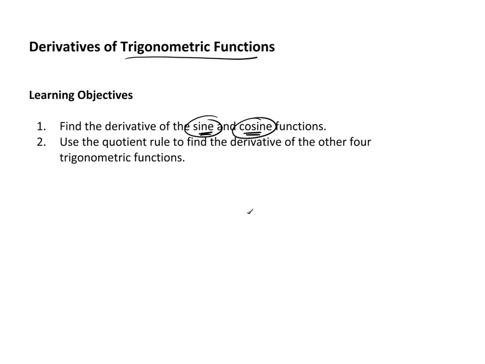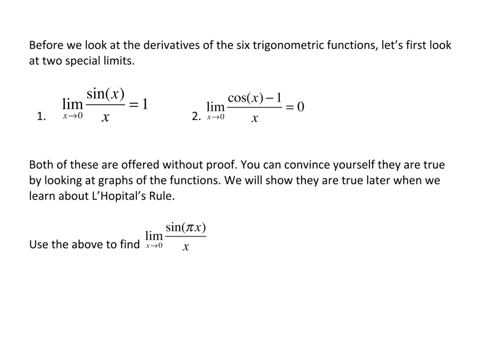These two are biggies. The reason for that is once we know the derivatives of sine and cosine, as you know, all the other trigonometric functions are functions of sine and cosine. So we should be able to use the quotient rule to find the derivatives of the other four trigonometric functions. Before we jump into that, let's talk about a couple of special limits.